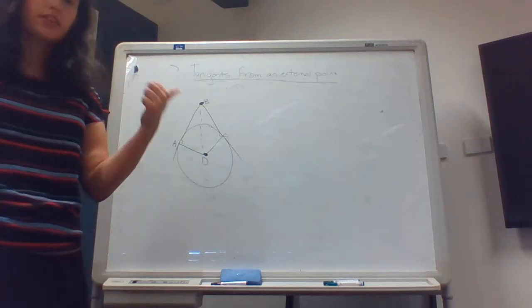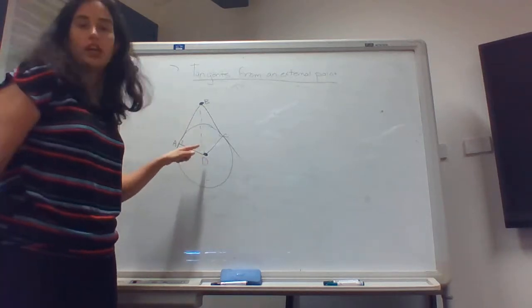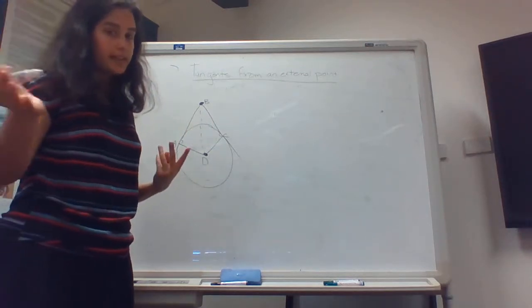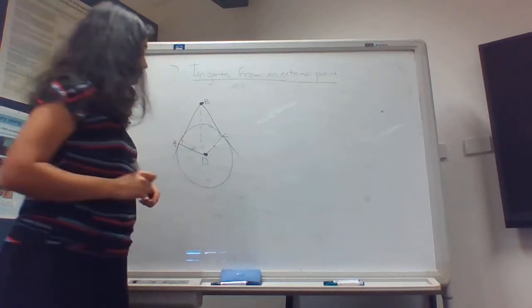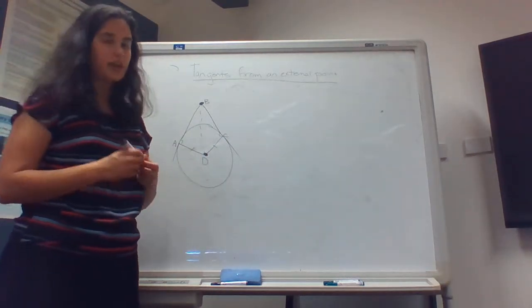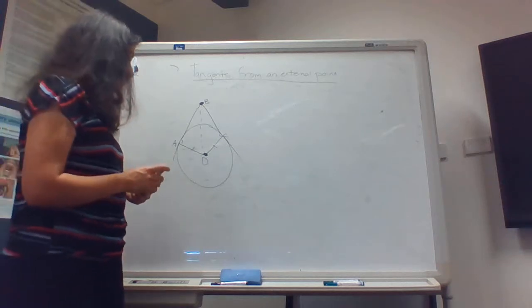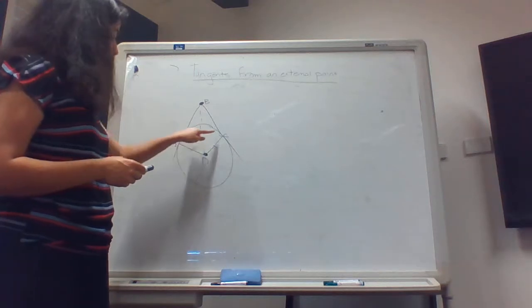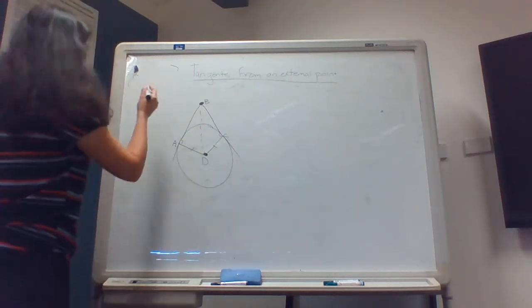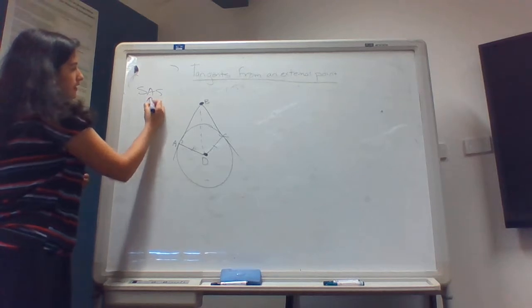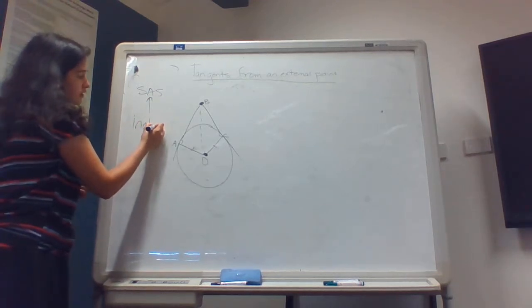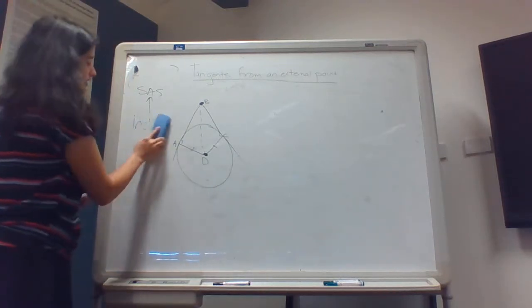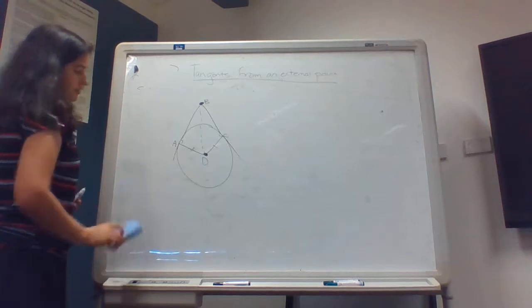Now, let's think. Can I do side, side, side? Well, this is a shared side, and I've got some radiuses here, so they're going to be the same length. Okay, so I can go like that. But I don't have three sides, do I? So I can't use side, side, side. Can I use side, angle, side? I've got this side, I've got this side, and I've got that angle. But remember, side, angle, side, that's always going to be the included angle, or the angle between the two sides. And this is not the angle between the two sides that we know. Can't use side, angle, side.